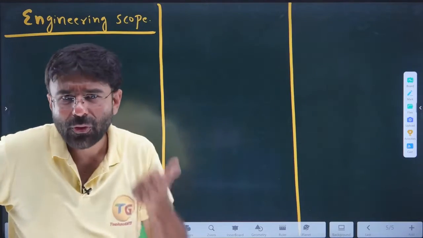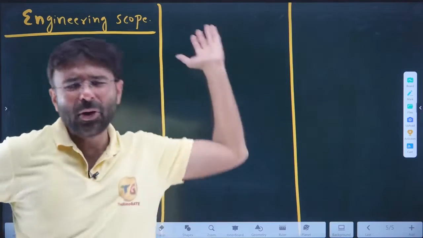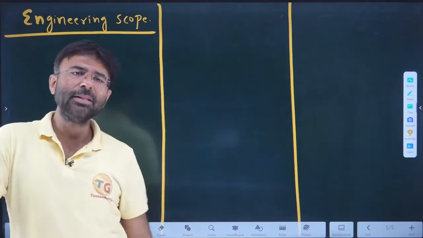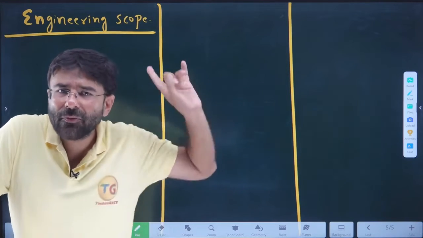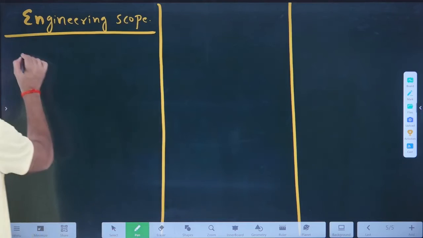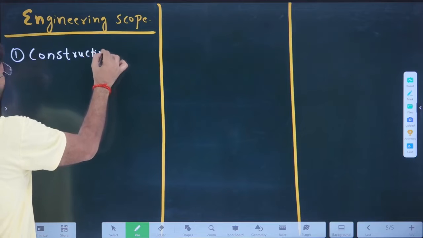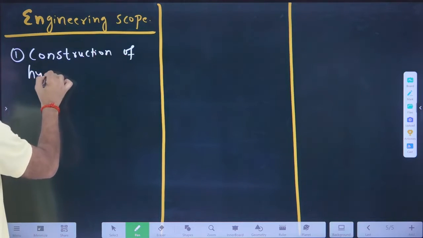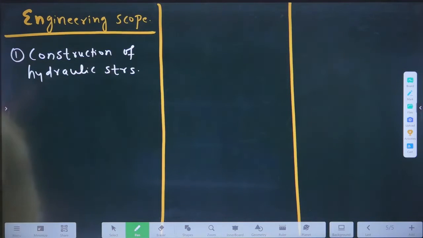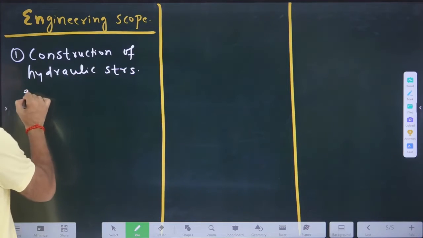So definitely I'll have to construct some dams, canals, weirs, barrages; many hydraulic structures need to be constructed. And all these things will be constructed by a civil engineer. So the practical significance of this subject from the engineering point of view is, the first is construction of hydraulic structures.